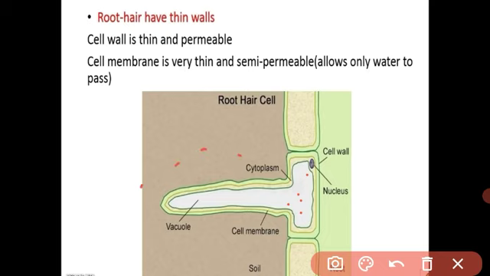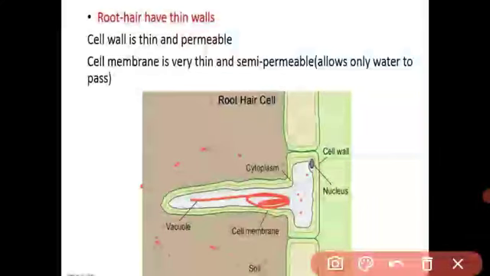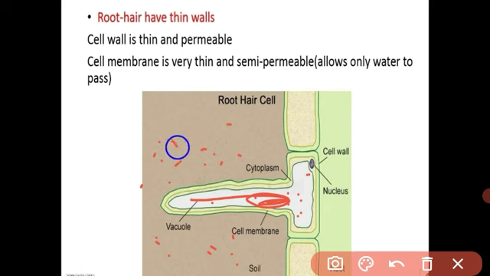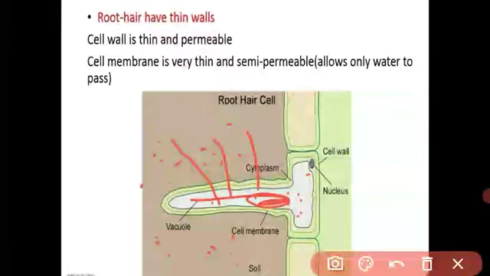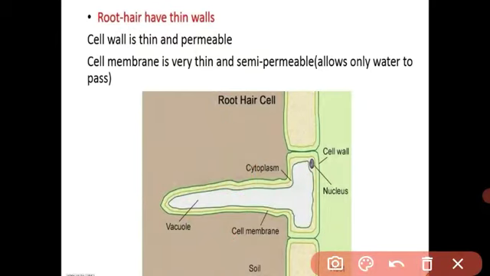Due to this cell sap, देखो बेटा, the cell sap contains water as well as minerals. Compared to the soil, the cell sap contains a high concentration of minerals. Due to the high concentration of minerals, यहाँ पे water का concentration कम है बेटा as compared to the soil. So the water molecules move from the higher concentration to the lower concentration. Due to this, the root hair contains cell sap of higher concentration than its surrounding. Let us again revise it.